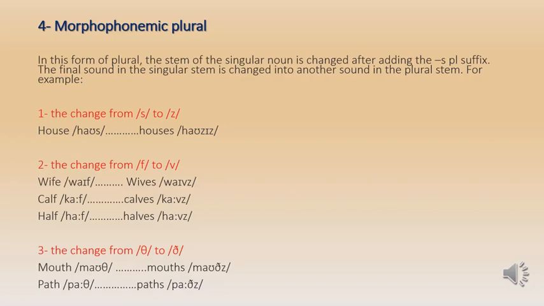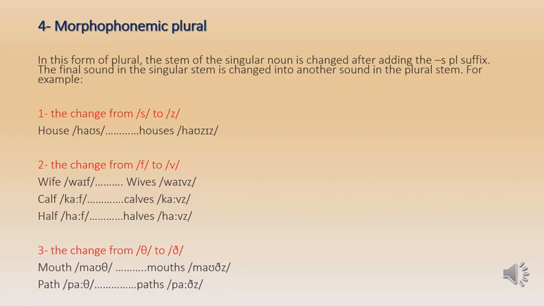Notice that the stem of the singular noun is house with the se sound, while the stem of the plural noun is house with the ze sound. So we have a morphophonemic change from se to ze after adding the s plural. And of course, after adding the s plural to a noun that ends in ze, the allomorph is going to be iz. So we have houses.